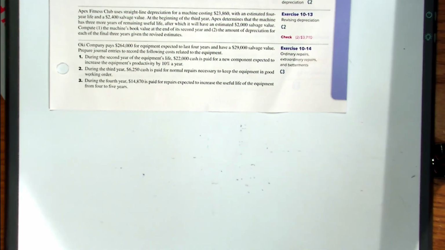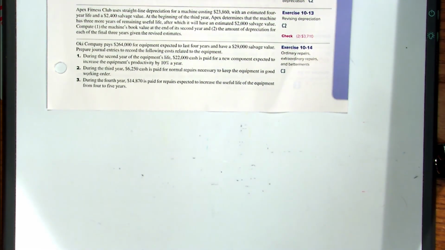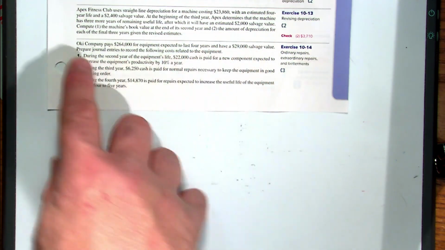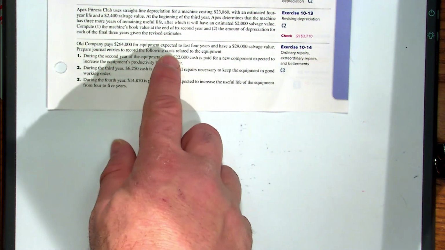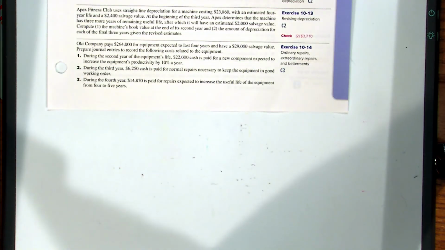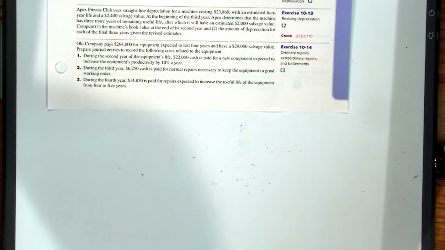Oki Company paid $264,000 for equipment expected to last 4 years and have $29,000 salvage value. Prepare the journal entries to record the following costs related to the equipment. Okay, during the second year of the equipment's life, $22,000 cash is paid for a new component expected to increase the equipment's productivity by 10% per year.